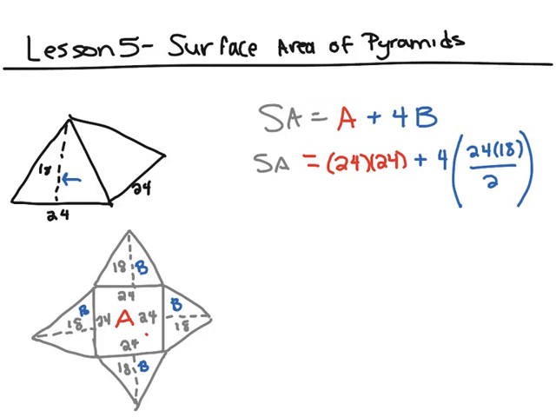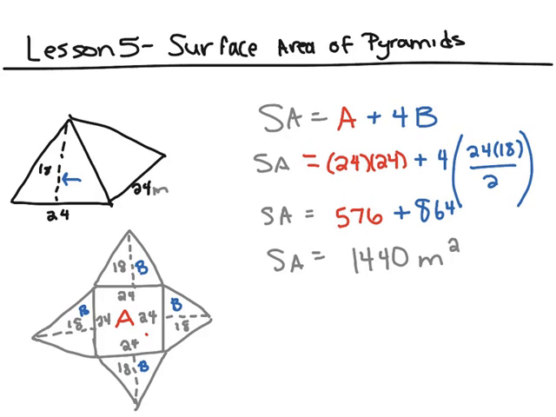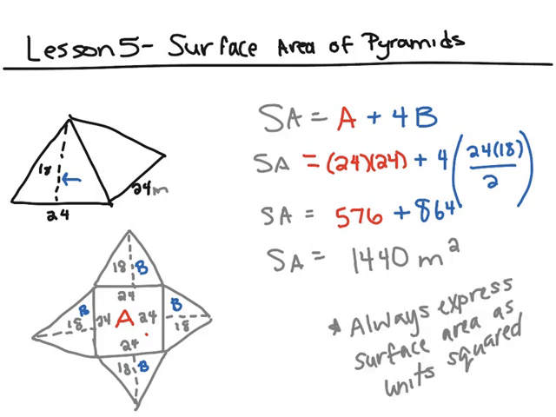24 times 24 is 576. 24 times 18 divided by 2 is 216. Times 4 is 864. So altogether, the surface area will be 1,440. And I didn't write the units on, but they were meters. And we always express surface area as units squared. So make a little note of this. So our final answer is 1,440 meters squared.